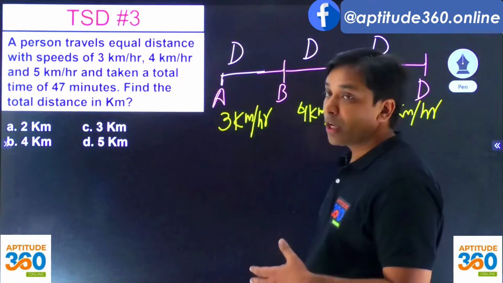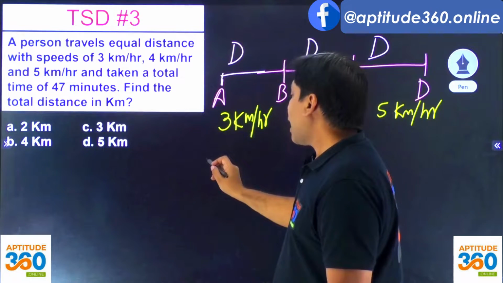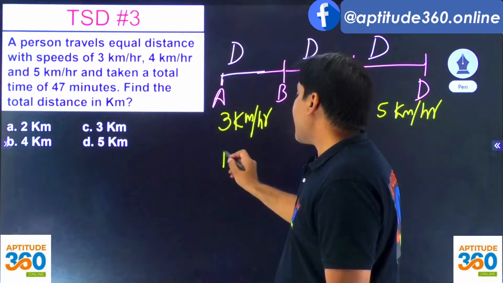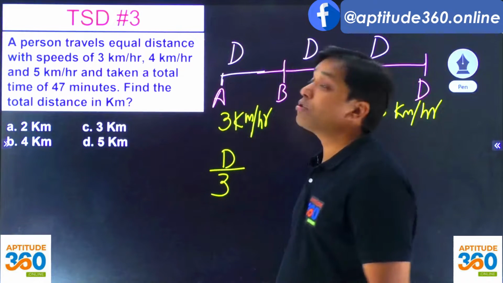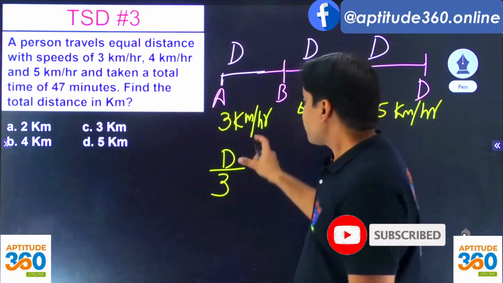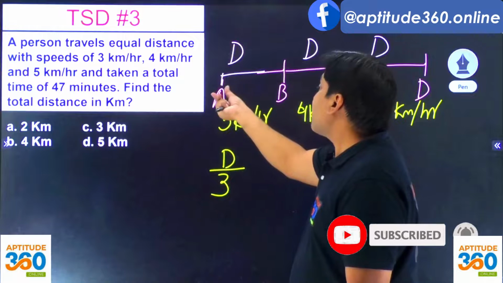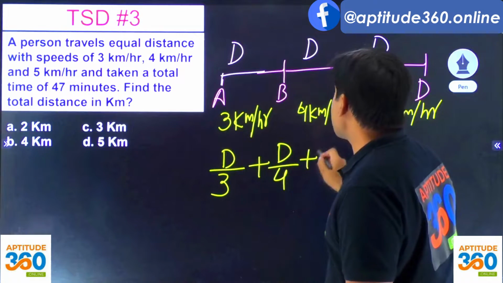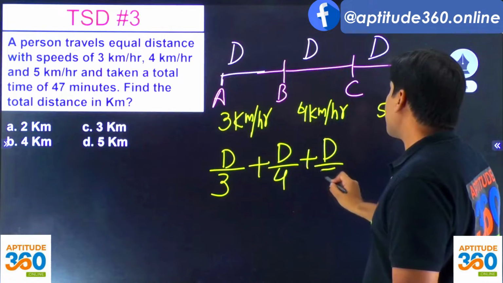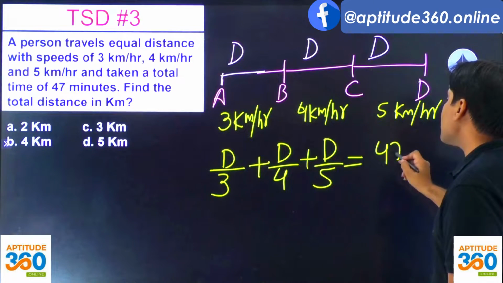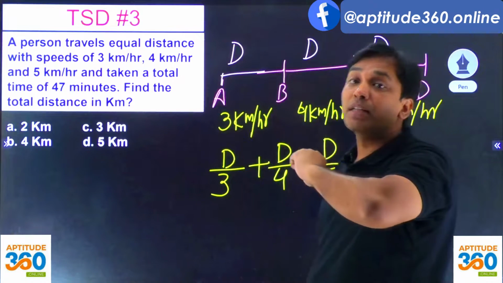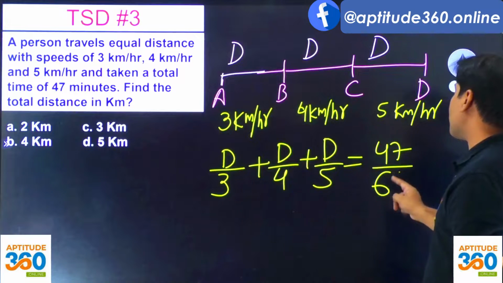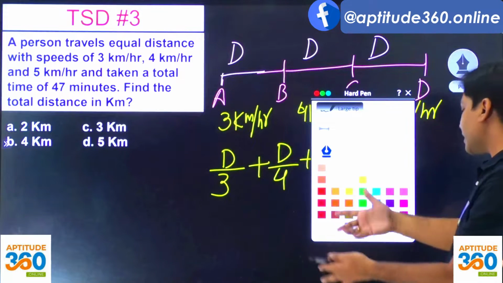What did I say? In the last problem you learned how to write time as distance upon speed. Distance है आपका d और time कितना speed कितना 3 km per hour. So d by 3 hours is the travel time from A to B. Similarly from B to C the travel time is this, and from C to D further the travel time is this, and this is 47 minutes as per the problem. But since we have got these values in hours, इसको भी hour में convert कर दो ना. How do we convert minutes into hours? By dividing it by 60.